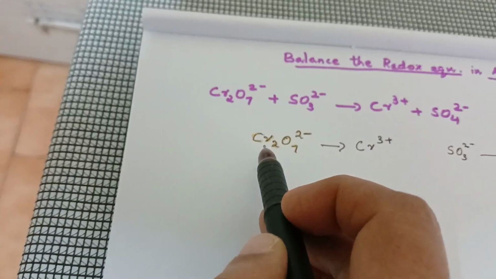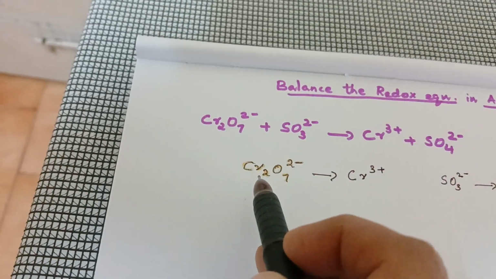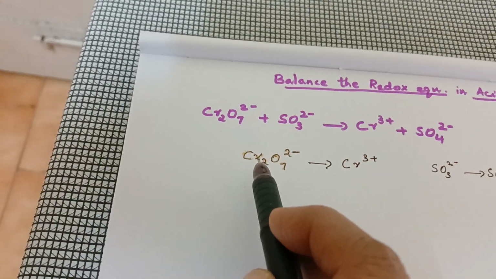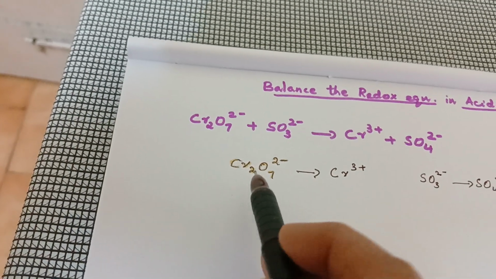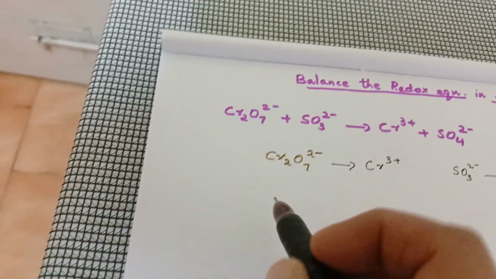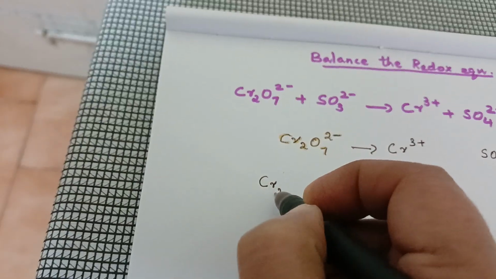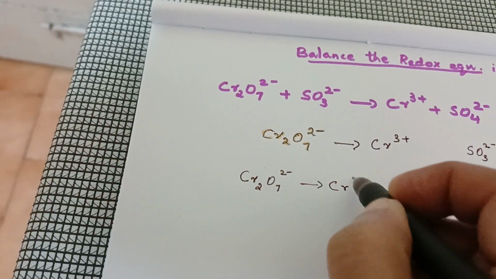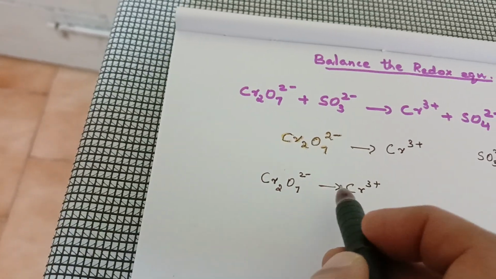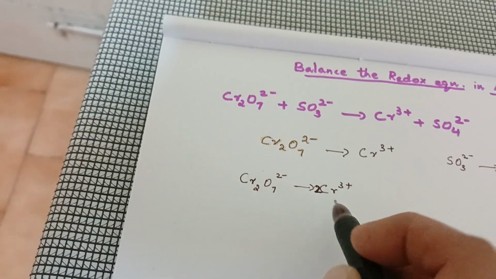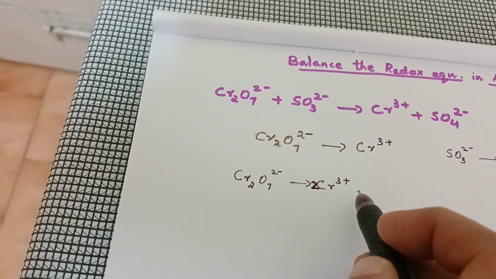Now let us first balance this half reaction. Here on the left hand side we have two chromium atoms. Right hand side there is only one chromium atom. I'll just rewrite this equation Cr2O7 2- giving Cr3+. So let us make this also 2. So we will put a 2 here. Now it is 2 Cr3+.